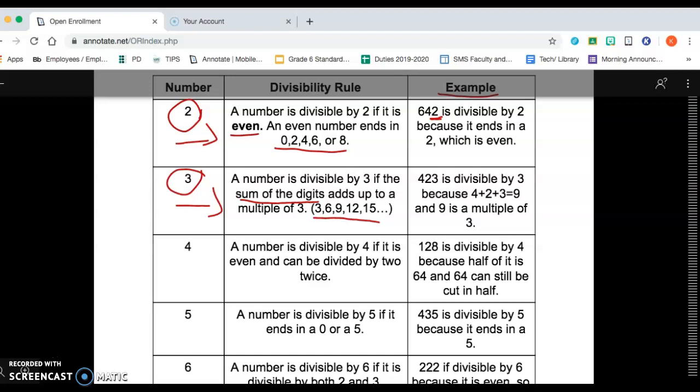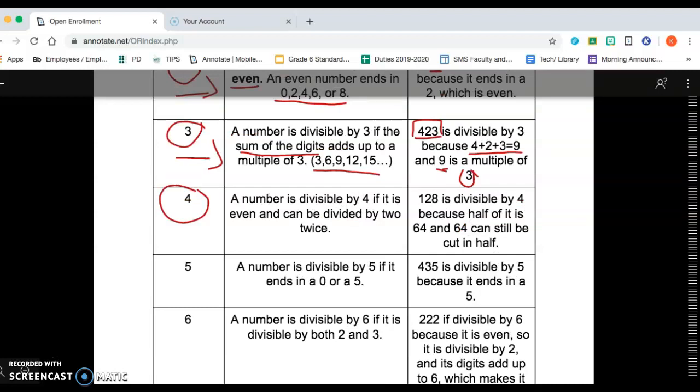But what you need to do is, 423 is divisible by 3 because, you add up the digits. So we have a 4, a 2, and a 3. So you add them up. 4 plus 2 plus 3 is 9. And 9 is a multiple of 3, right? Because we can do 3 times 3 to get 9. So that also means that 423 is divisible by 9.